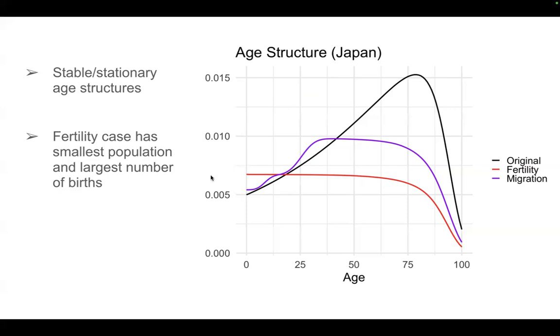These are interesting results, but at the end of the day, what we're looking at here is the original stable age distribution and then the final stationary age distributions of these cases. But this is after all the dust has settled, potentially hundreds of years into the future. So what I want to ask next is how does age structure change over time?